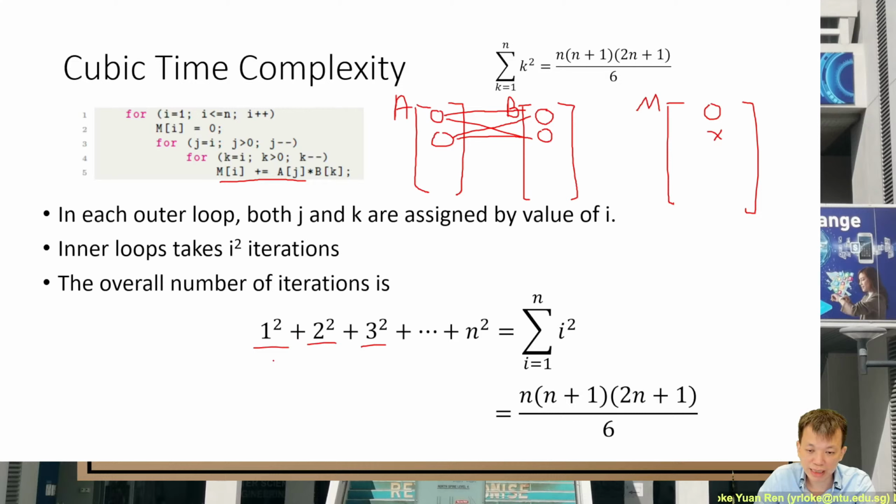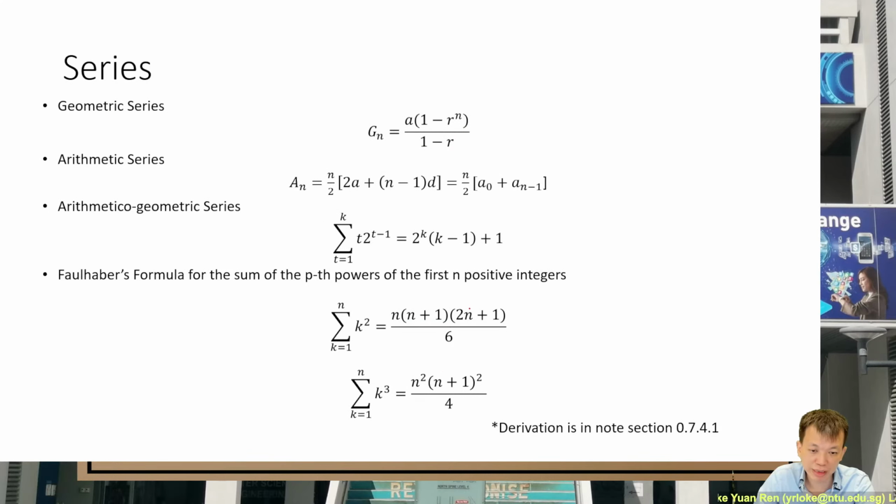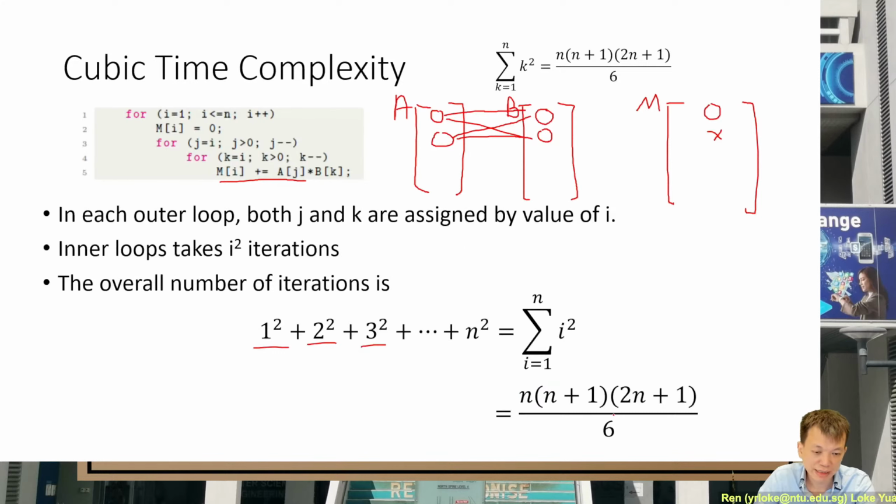So the first time got 1 square, second time got 2 square, third time got 3 square, and so on and so forth. So the total number of primitive operations is 1 square plus 2 square plus 3 square plus 4 square to n square. So what is the summation of this series? That is the time complexity of this algorithm. And then from the previous notes, you can read the derivation. Here I just simply apply this formula. Then I will find that it's n times n plus 1 times 2n plus 1 over 6.